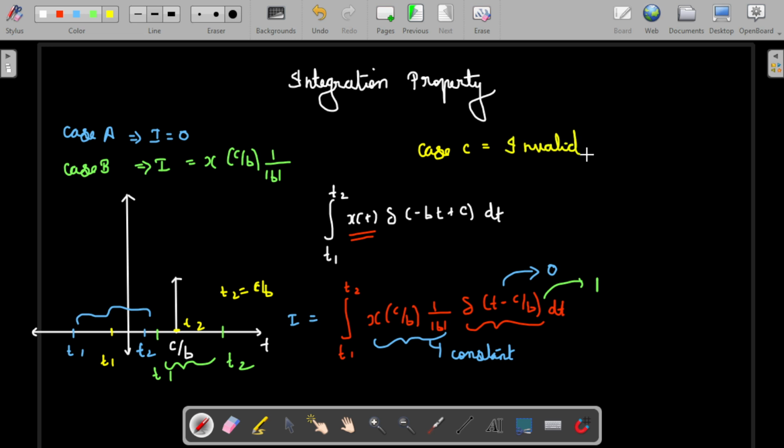The integration property is very important. Please remember that the impulse needs to be within the same interval over which we are going to consider the area or integration. I hope you guys are getting the point.